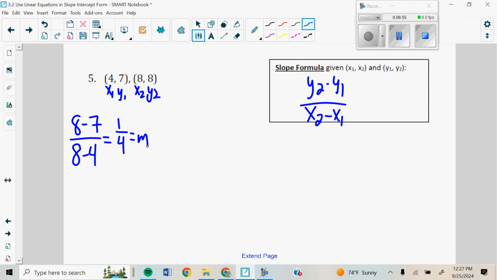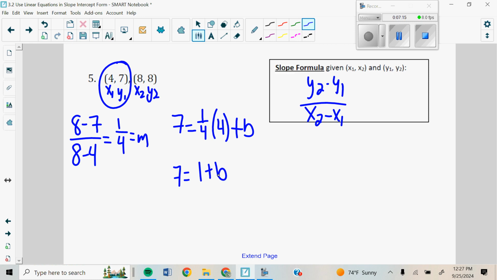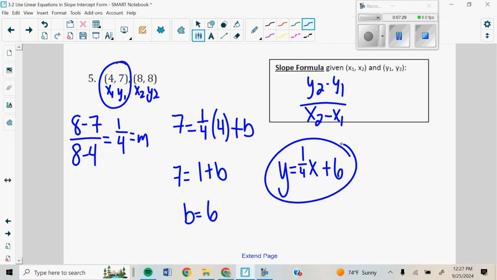Again, it does not matter which point you pick. I'm going to default to the first one. I often do. So 7 equals 1/4 times 4 plus b. Well, what's 1/4 of 4? Well, that's 1. So now I subtract 1 over from each side, and I get that b equals 6. So I can write my equation, y equals my slope, 1/4 x, plus my y-intercept of 6.